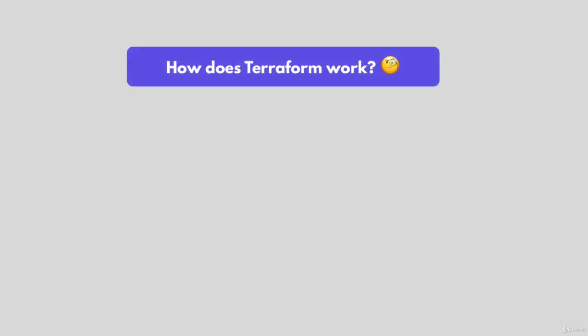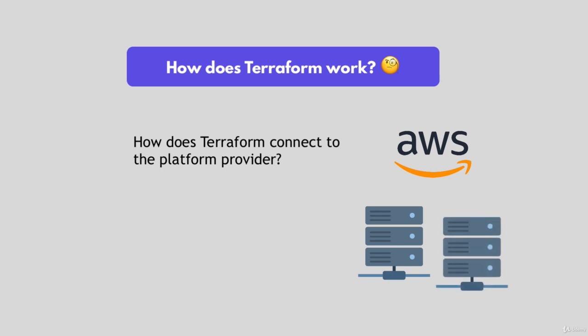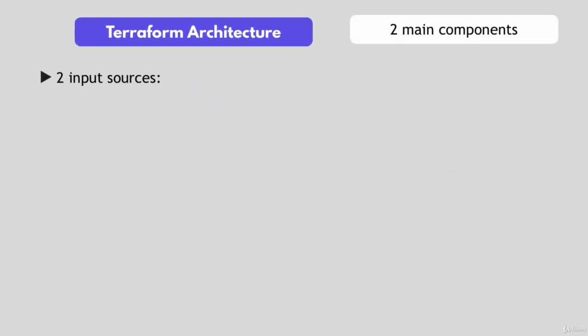So how does Terraform do all this? How does Terraform actually connect to these infrastructure provider platforms and use all these technologies to provision stuff? So for example, how does Terraform connect to AWS to create virtual space, start EC2 instances, configure networking, etc.? In order to do the job, Terraform has 2 main components that make up its architecture.